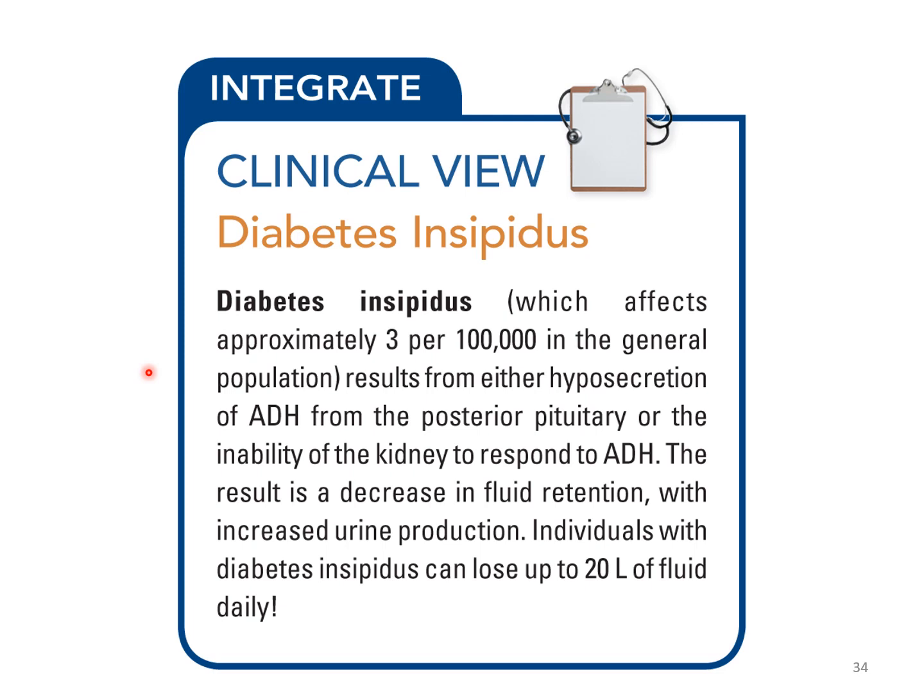So if you have diabetes insipidus, it leads to a decrease in fluid retention, because we're not pulling that fluid from the tubular fluid into the blood, and an increase in urine production. These people can lose up to 20 liters of fluid per day, because whatever fluid gets filtered is essentially the same amount of fluid that ends up getting urinated out. So they lose vast amounts of fluid in their urine daily.